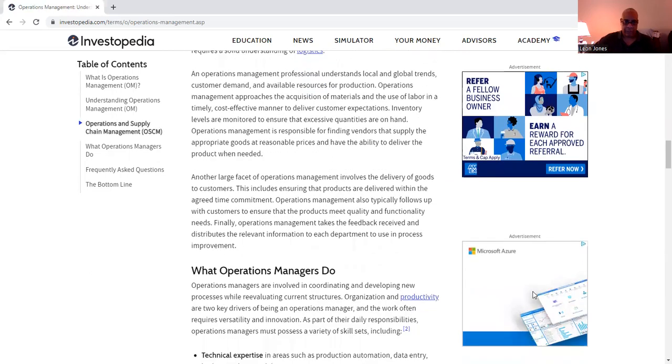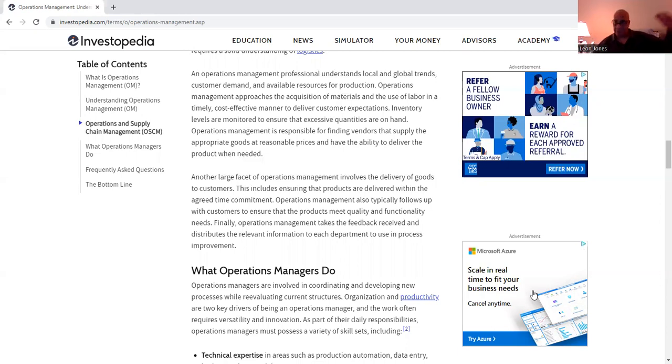Let's move on. Another large facet of operations management involves the delivery of goods to customers. This includes ensuring that products are delivered within the agreed time commitment. Operations management also typically follows up with customers to ensure that the products meet quality and functionality needs. Finally, operations management takes the feedback received and distributes relevant information to each department to use in process management.